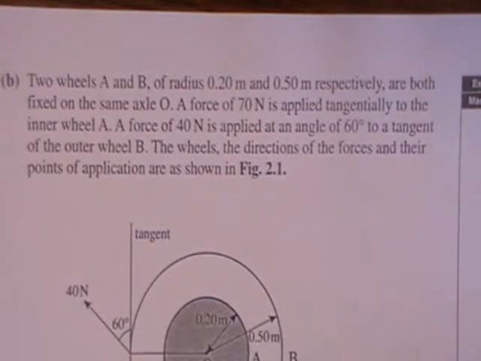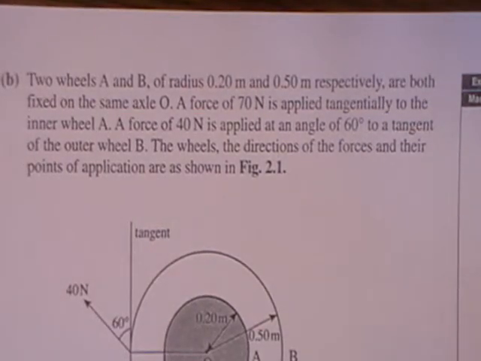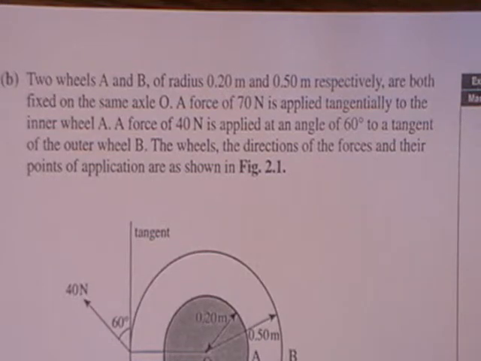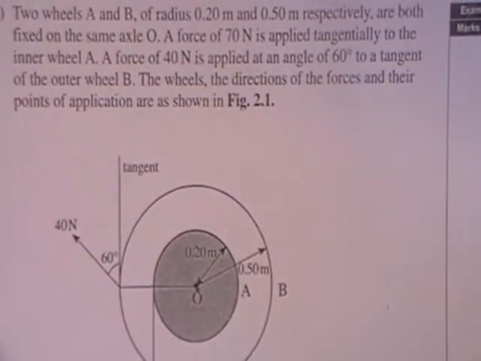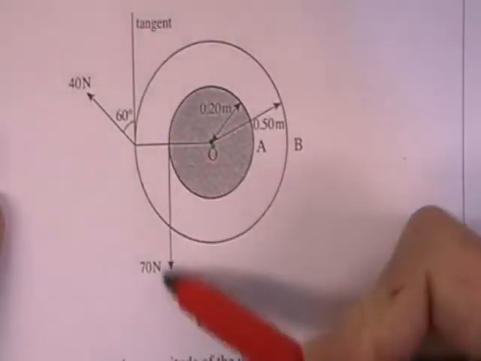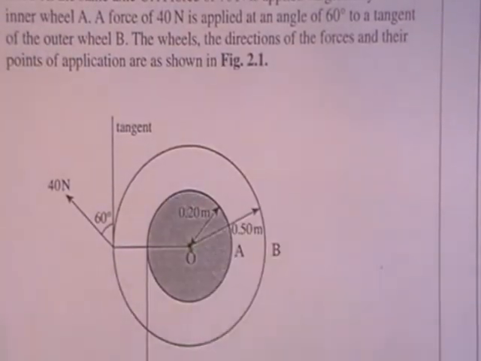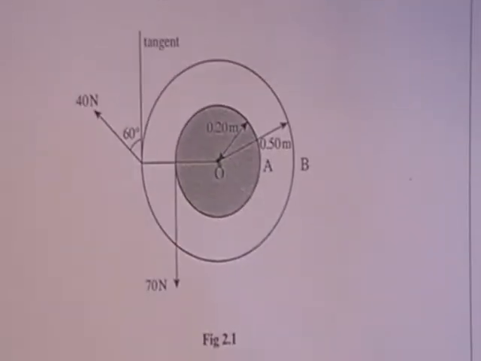Part B. Two wheels A and B of radius 0.2 metres and 0.5 metres respectively are both fixed on the same axle O. So there's the axle there. A force of 70 newtons is applied tangentially to the inner wheel. There's the 70 newtons there, and there's the inner wheel. A force of 40 newtons is applied at an angle of 60 degrees to a tangent of the outer wheel B. The wheels, the directions of the forces, and their points of application are shown in figure 2.1. So there's the diagram there.